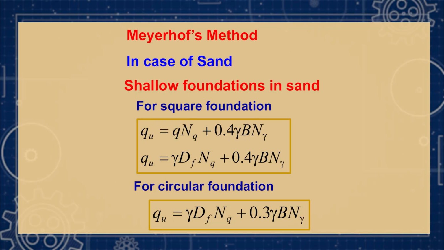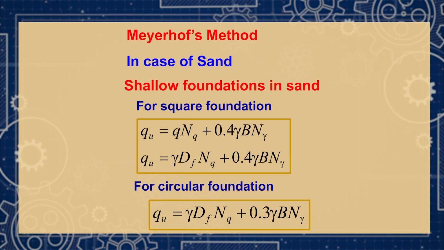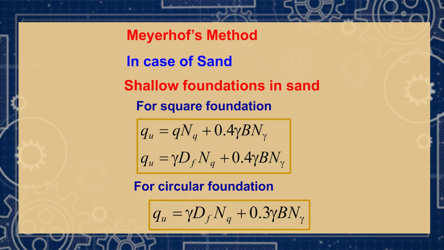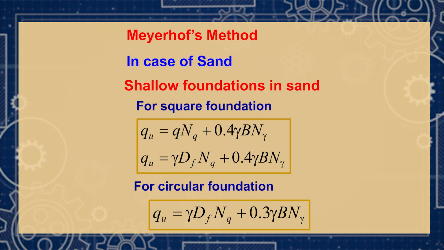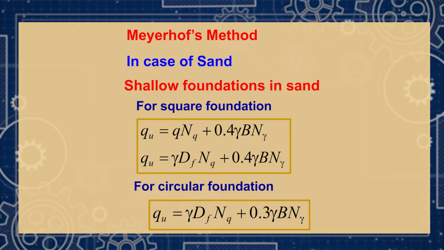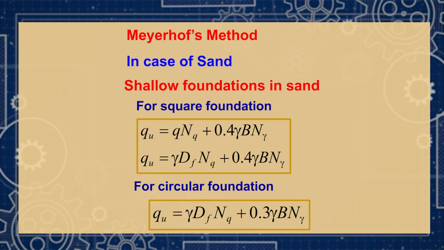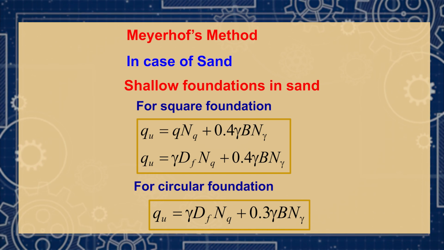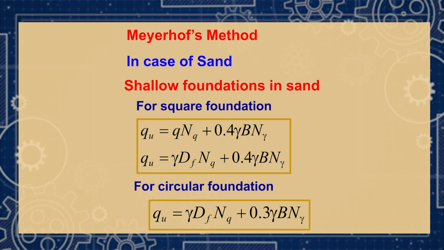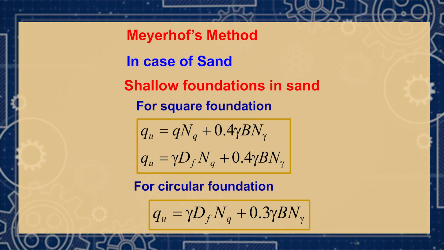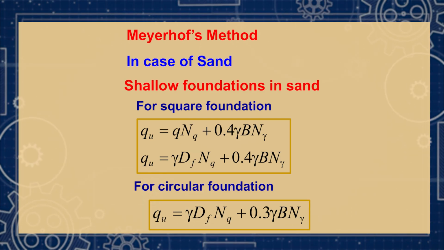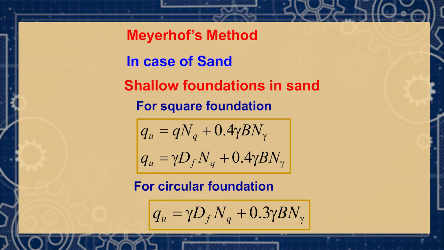So, how are these formulas derived? These formulas are derived from the shallow foundation, only by Terzaghi's concept. This is in the case of sandy soil, and we are designing from the shallow foundation in sandy soil. What is the formula? For a square footing, this will be Qu equals q into Nq plus 0.4 into gamma B N gamma. This is the bearing capacity equation.